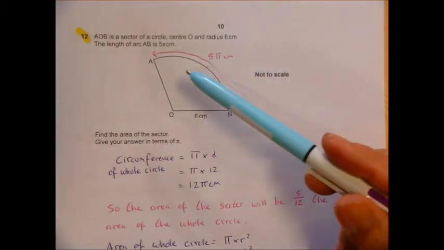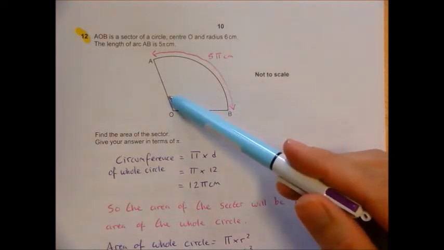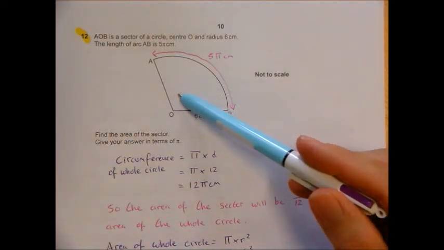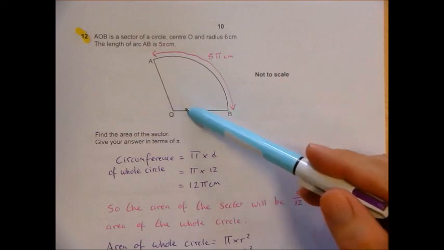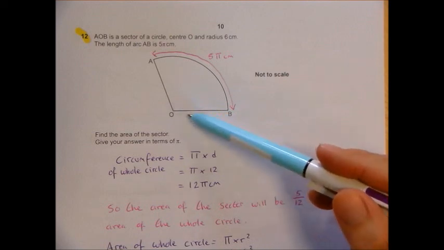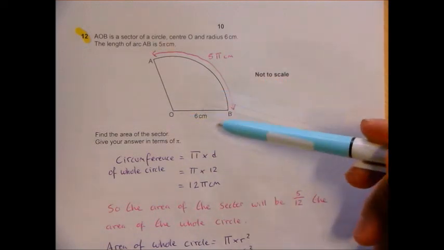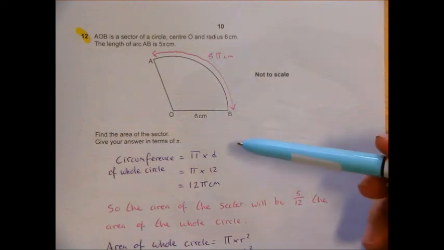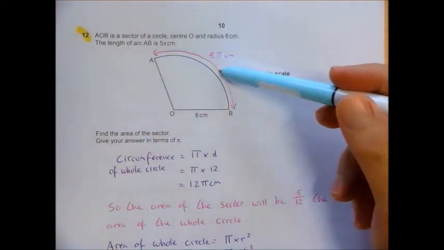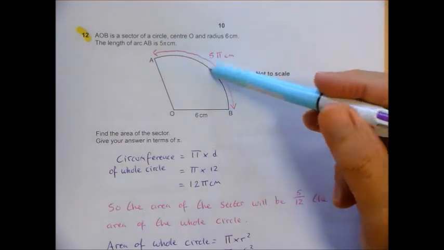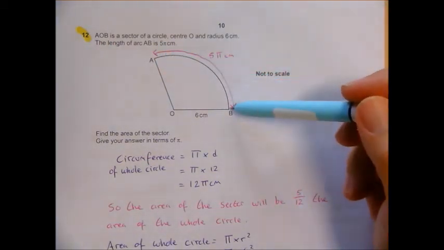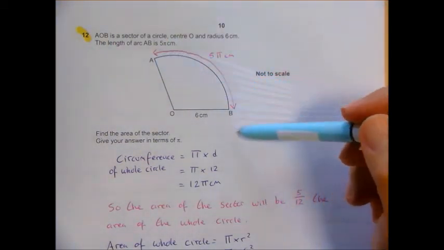Usually, when you get a question like this, there's often an angle in here. So then you'd know where you could put that angle there over 360, then work that out as a fraction. But we haven't got that option here. So what I've done, look, we know that's 5 pi, the length of that arc, but I want to work out the whole circumference.